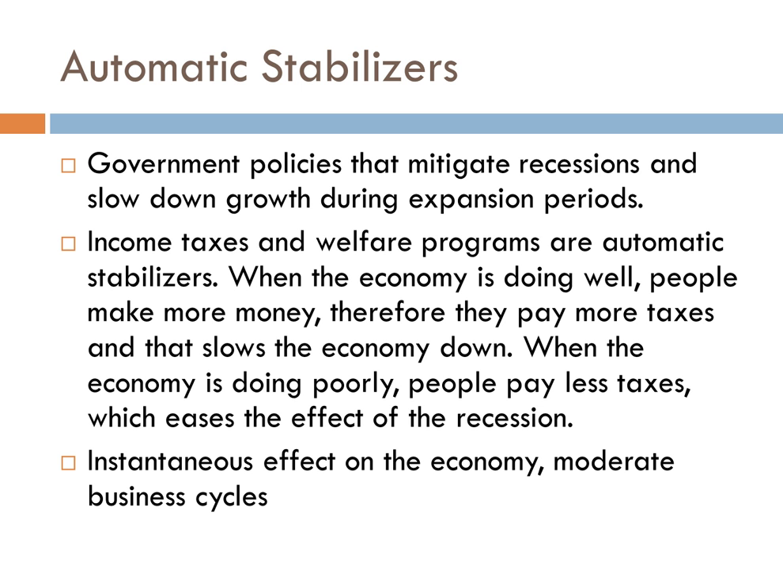An example of an automatic stabilizer is income taxes. When the economy is doing well, people will get paid more, and therefore they will have to pay more taxes. This will slow down the economy. When the economy is in a recession, people will make less money, and they will pay less taxes, and this will reduce the effect of the recession.